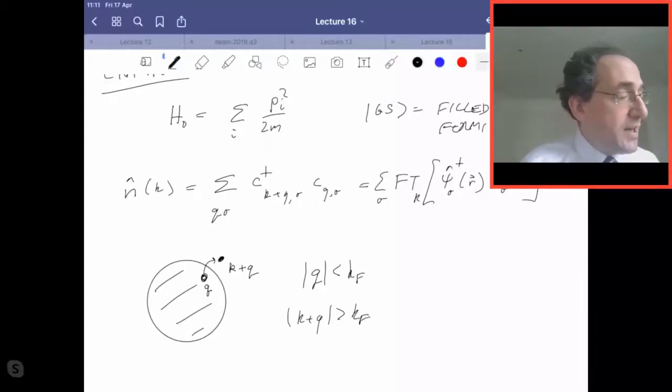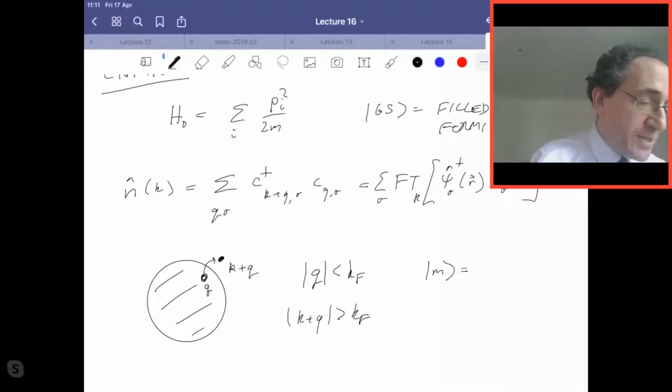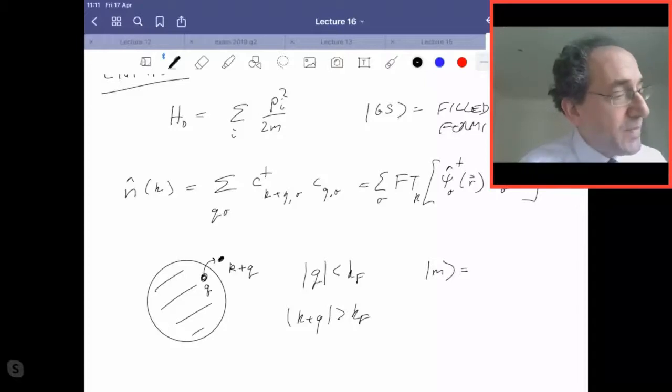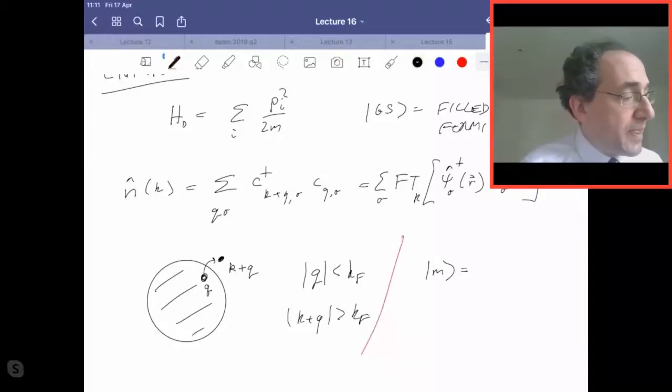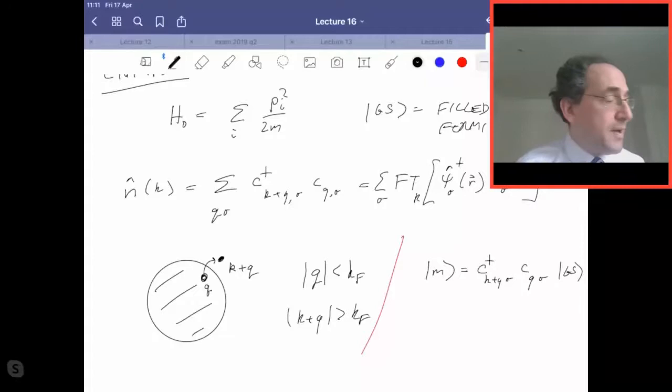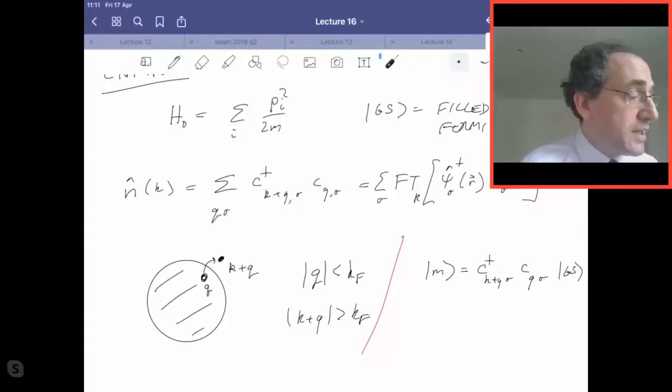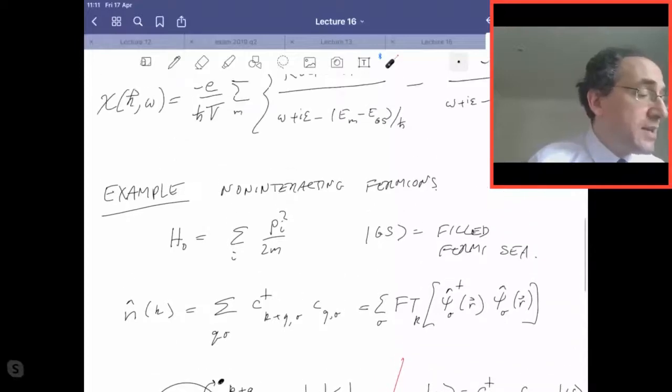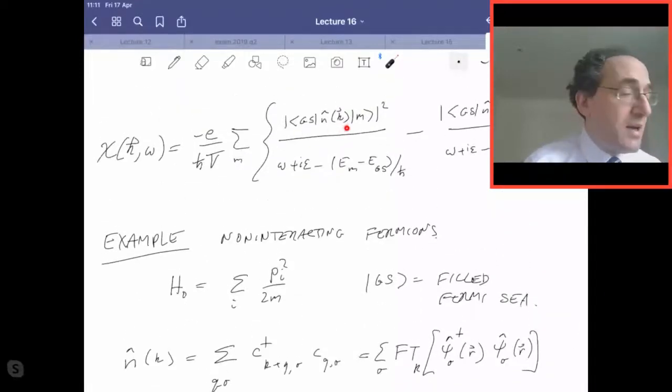So the excited states we'll be interested in, the ones you can get to from the ground state by applying the density operator, are of the form c dagger k plus q, sigma, times c q, sigma on the ground state, right? Those are the only many-body states you can get to by one application of the density operator on the Fermi sea, and that's the kind of matrix element we're going to need: ground state, one application of the density operator to get us to an excited state.